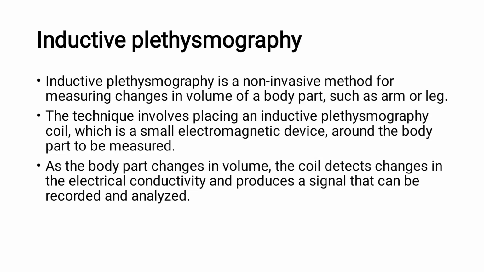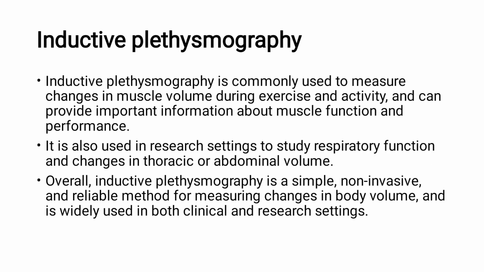As the body part changes in volume, the coil detects the changes in electrical conductivity and produces a signal that can be recorded and analyzed. We need to place this coil in the place where we need to measure the volume. If there is a change in a body part volume, the coil will detect the changes in the electrical conductivity and produce a signal, and that can be recorded.